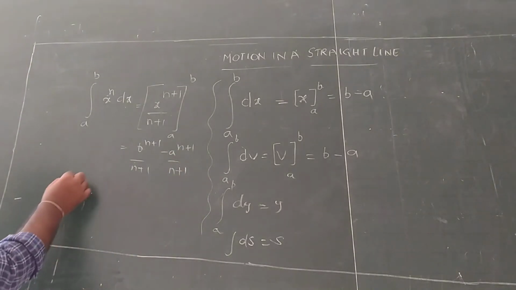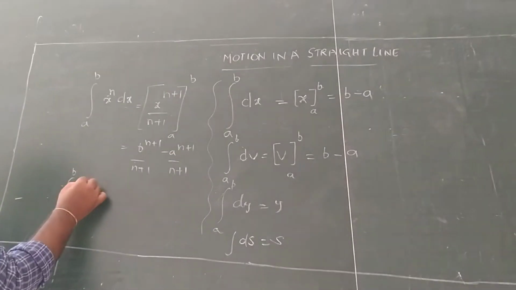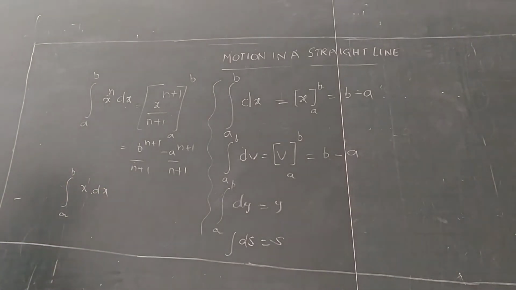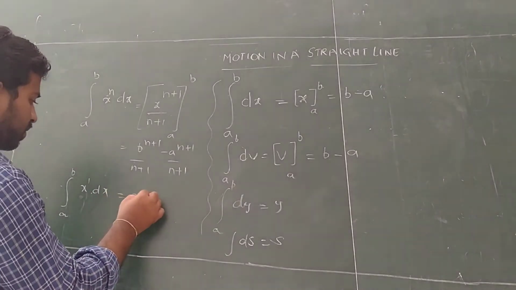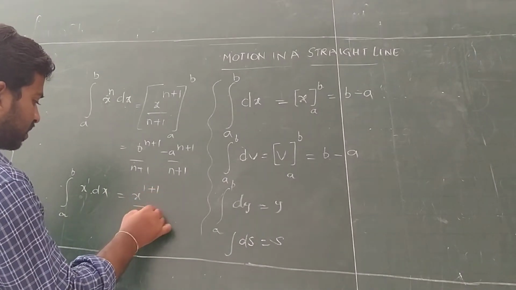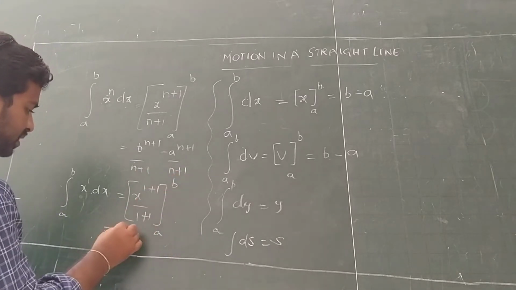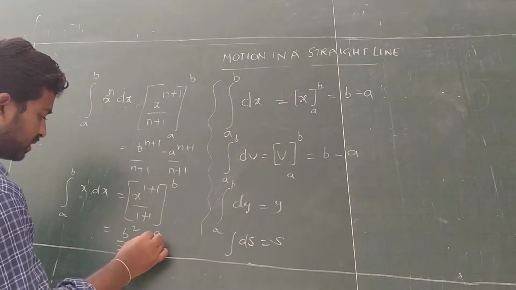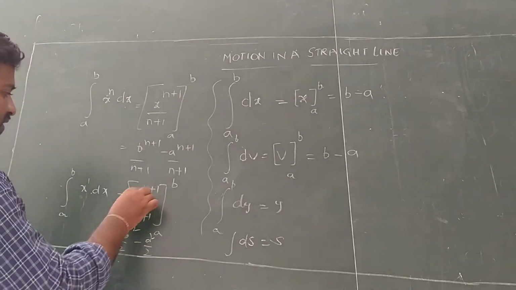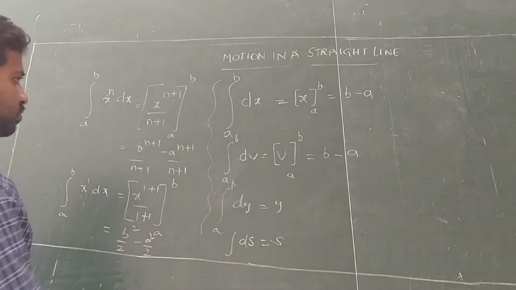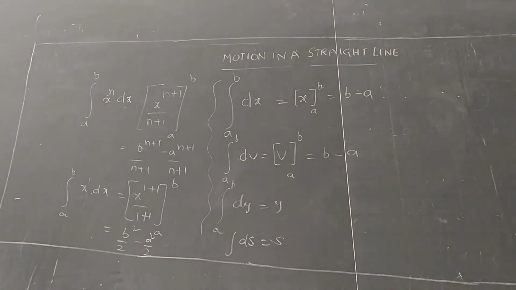For example, integration from a to b of x power 1 dx. Even if nothing is written, it is 1, so it is in the form of x power n. Then it is x power 1 plus 1 by 1 plus 1, from a to b, which gives b square by 2 minus a square by 2. Why? Because in place of x we substitute b, and minus a for the lower limit. Understand?